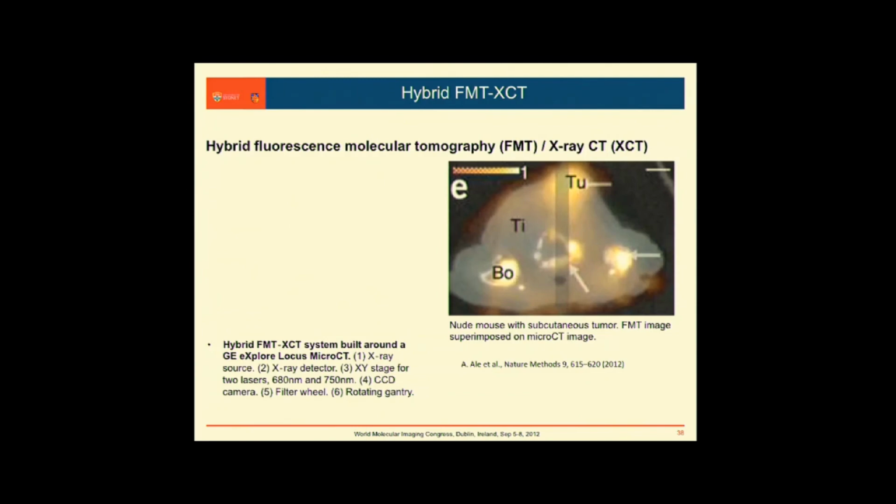Optical and X-ray imaging can also be done tomographically, of course. And here is a hybrid fluorescence molecular tomography, or FMT, computed tomography system built around a GE micro CT system. The fusion image on the right shows a study of a nude mouse with a neck tumor and illustrates that the CT image can be used for localization of the fluorescence emission in a way analogous to PET-CT.